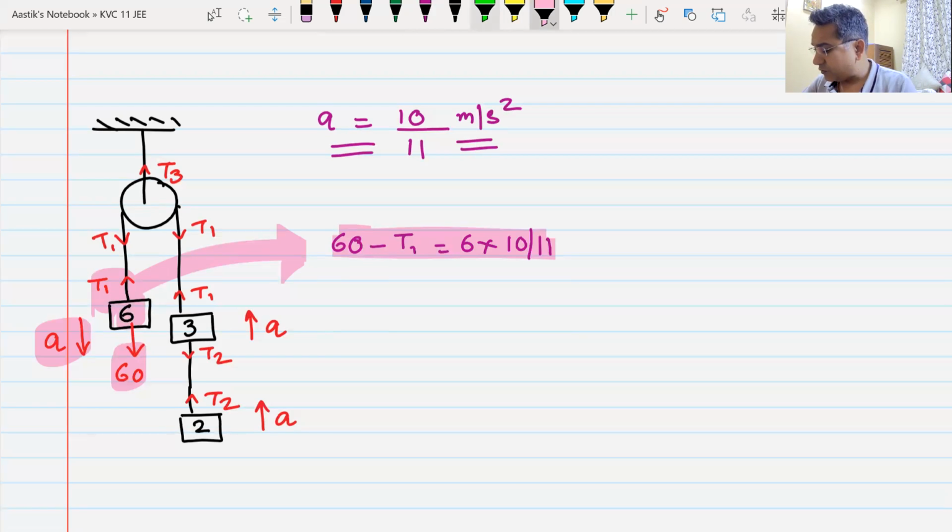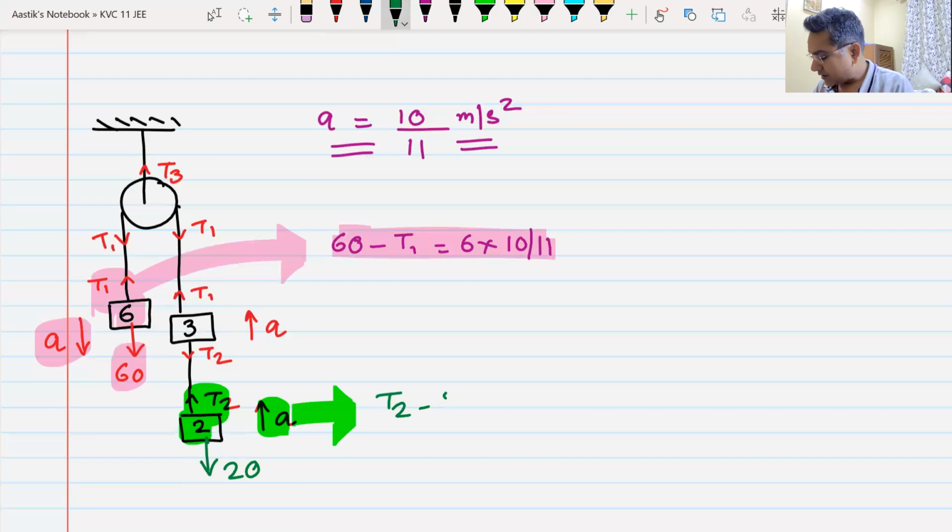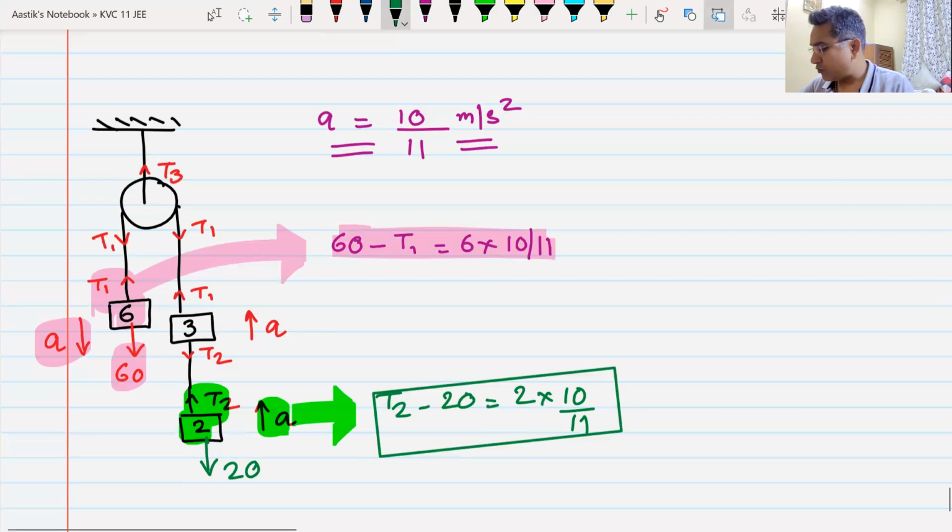To get the value of T2, I don't have to write the equation of block 3. I can just write the equation of block number 2. T2 is upwards, its weight 20 newtons is downwards. This block is going to move upwards. What is the equation going to be? Upwards minus downwards. Upwards is T2 minus downwards is 20. That must be equal to 2 into A. A is 10 by 11. As soon as I write this equation, I can get the value of T2 from here.